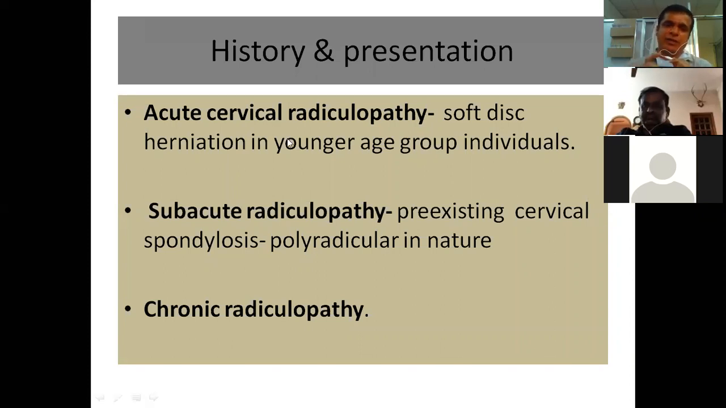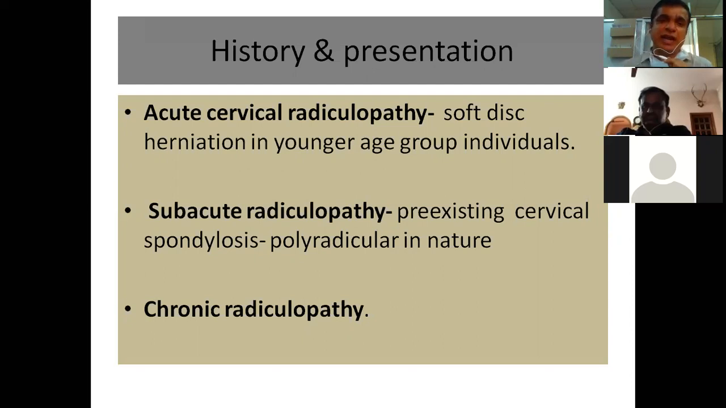Coming to the subacute radiculopathy, here it is middle or older age people. There will be some degenerative changes already there in the cervical spine. So the patient will be having some sort of axial neck pain because of cervical spondylosis. In addition to that, there will be some disc herniation leading on to acute radicular pain. So the patient is having chronic neck pain presenting with acute exacerbation of pain with radiating pain. We call it subacute radiculopathy. Coming to chronic radiculopathy, if the subacute radiculopathy patients go untreated, they may become chronic radiculopathy.